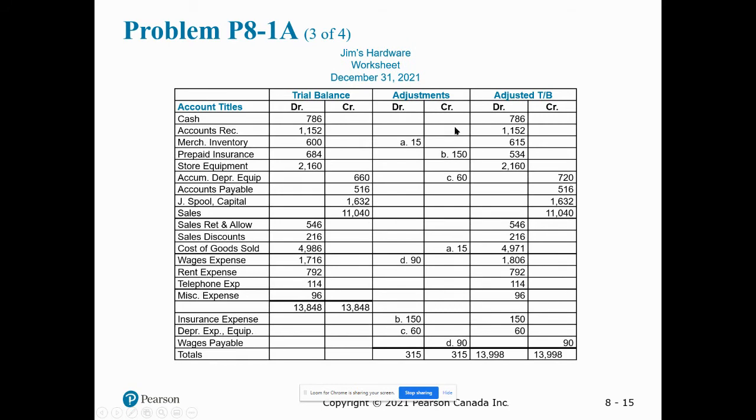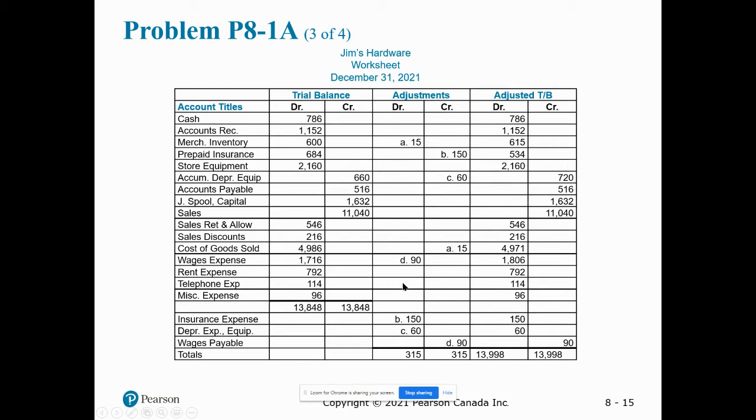We then take these figures, so this is $600, we add the debit to give us $615. $684 debit, adjust for the credit, leaves us a balance of $534 debit. We carry that over. The $660 credit, adjust for $60 additional credit is $720. So we go through this process of transferring the values over.